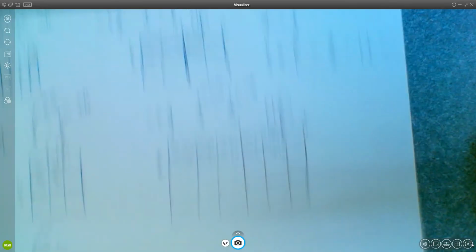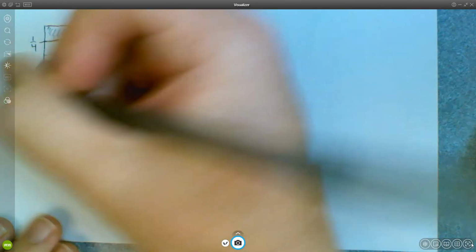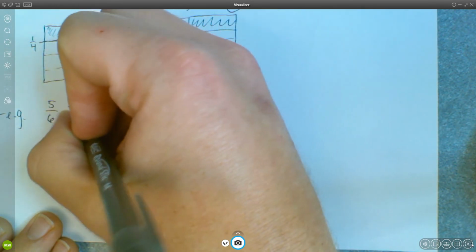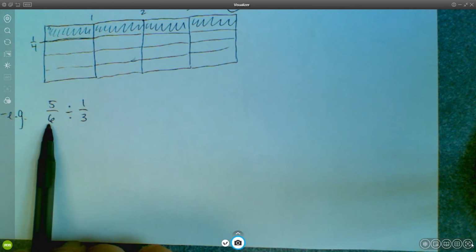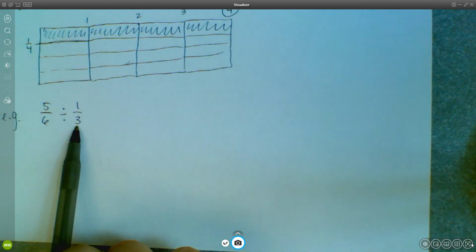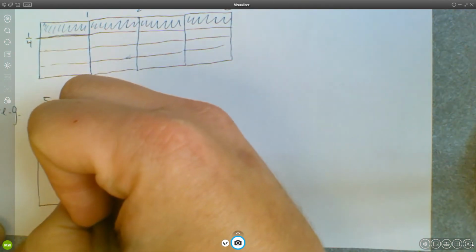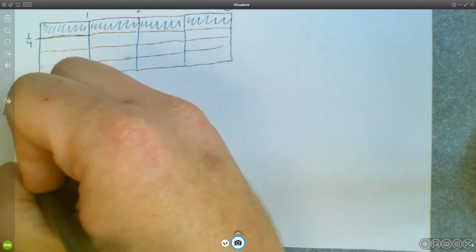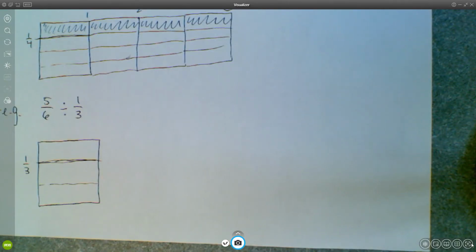Okay, here's another one. Let's do 5/6 divided by 1/3. Okay, remember 5/6 is the area that you're looking for. 1/3 is your side. I'm going to hand myself a unit, split it into thirds. There's 1/3 right there, so I'm not allowed to go below this line when I'm shading stuff in. I need to make an area of 5/6.